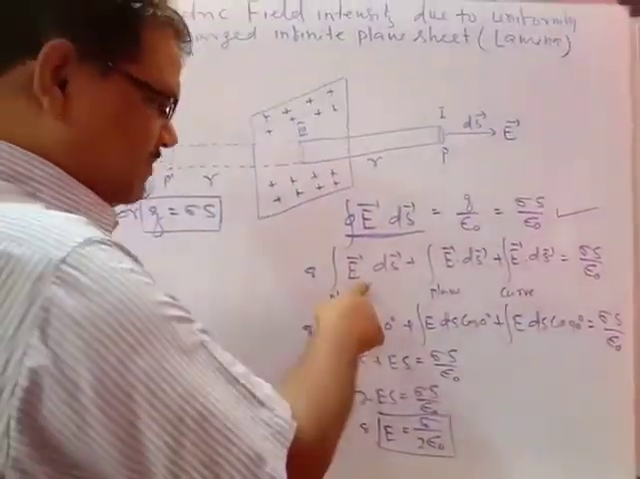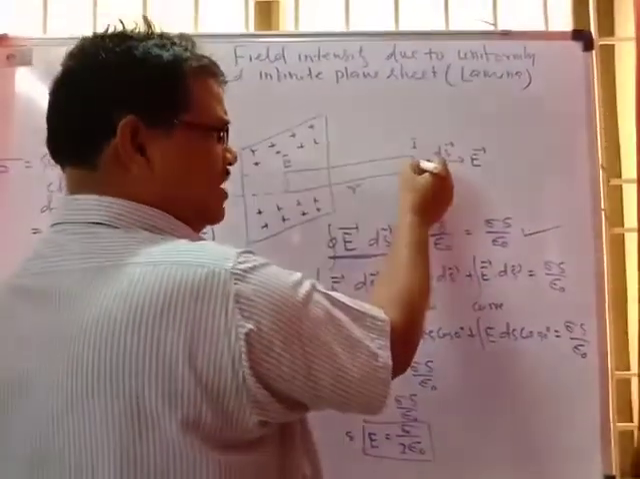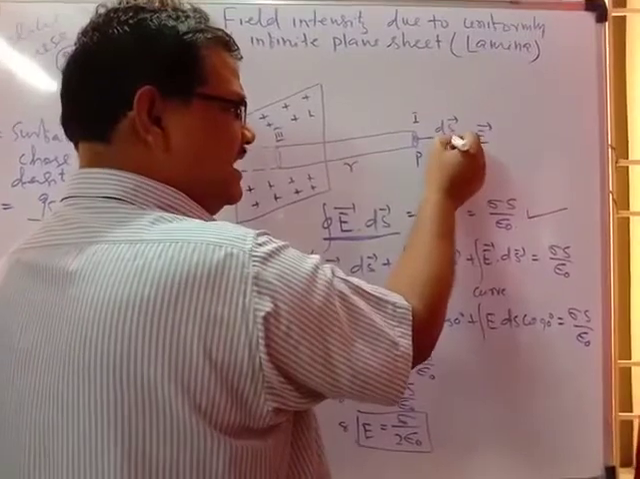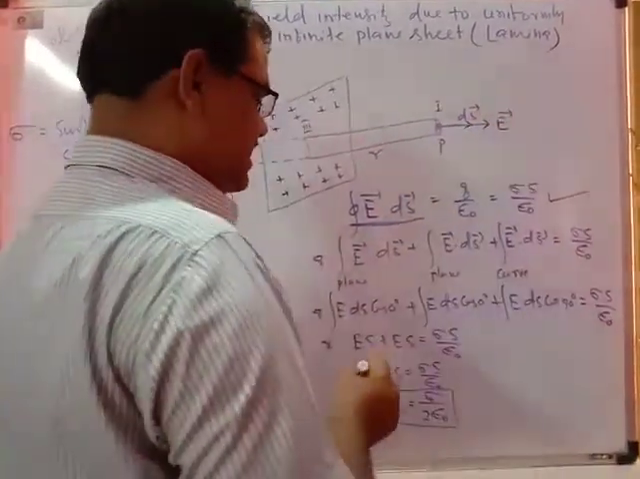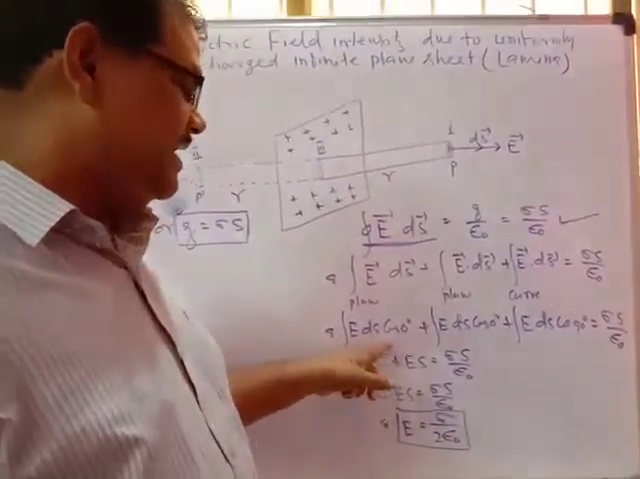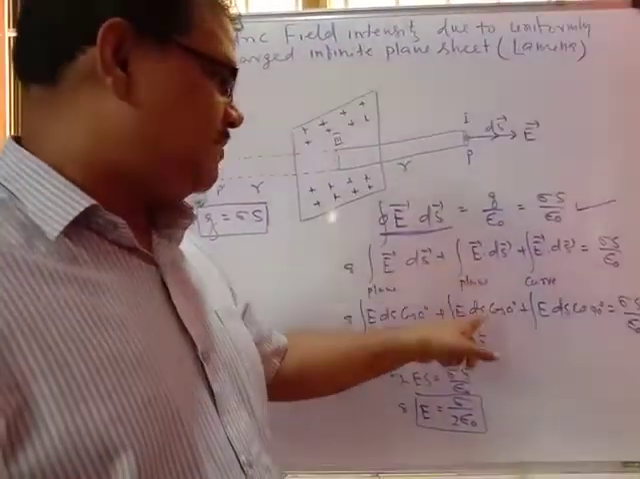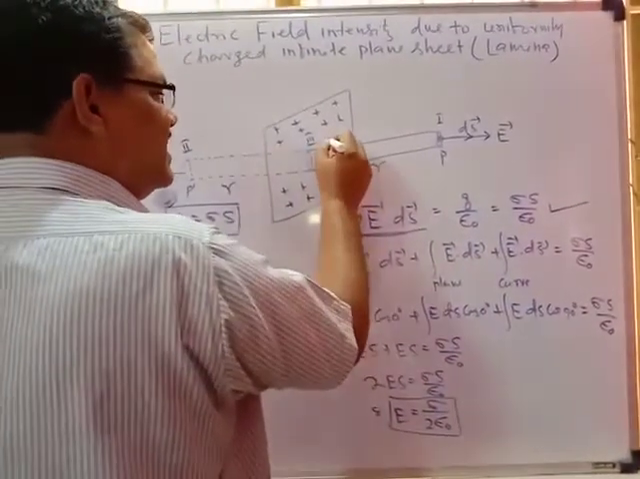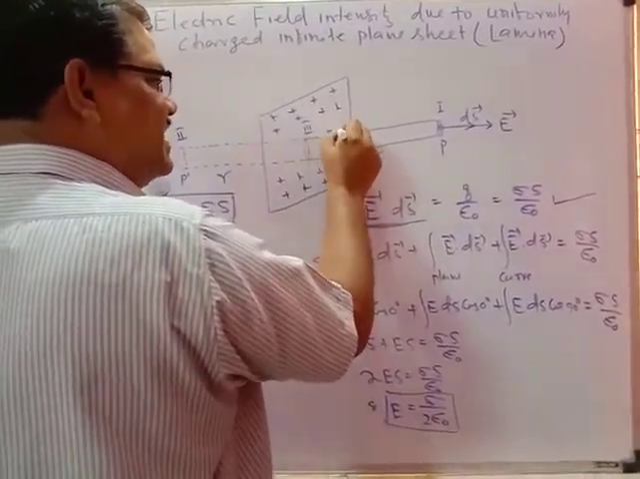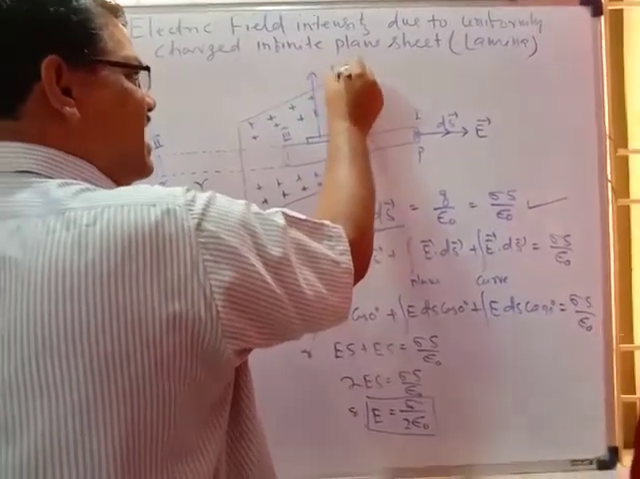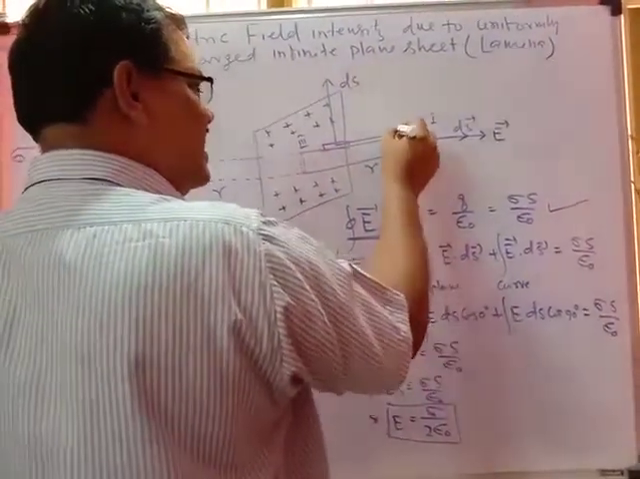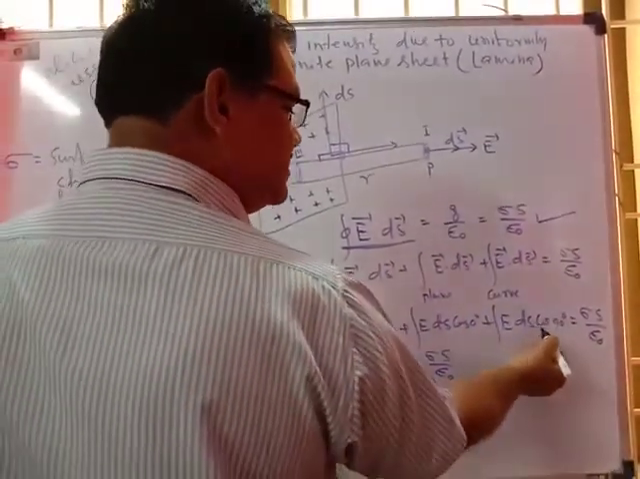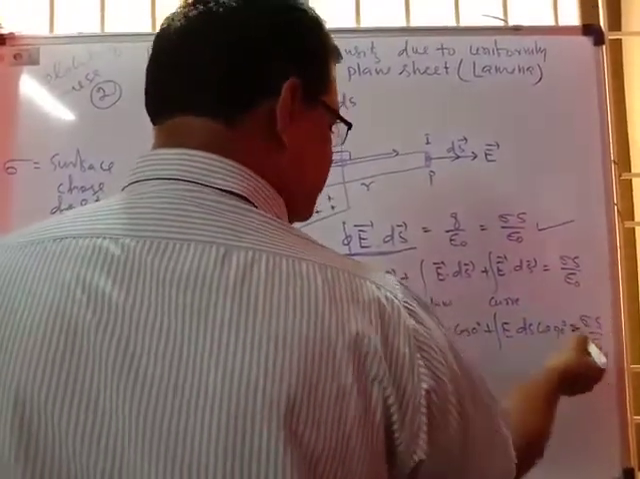If you take a small elementary area ds, the ds vector will be along this direction and the E vector also will be in this direction. So E dot ds is E ds cos 0 degree for one plane, and E ds cos 0 degree for the other plane. For the curved surface, ds vector is along this direction and the electric field is along this direction, the angle is 90 degree. So E ds cos 90 degree, equal to sigma S upon epsilon naught.